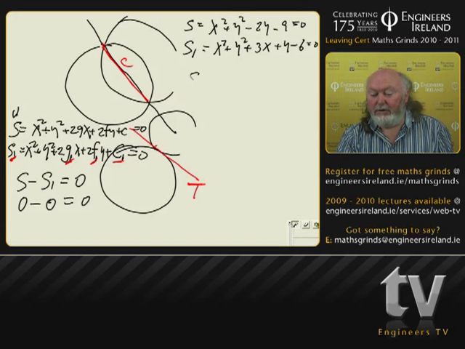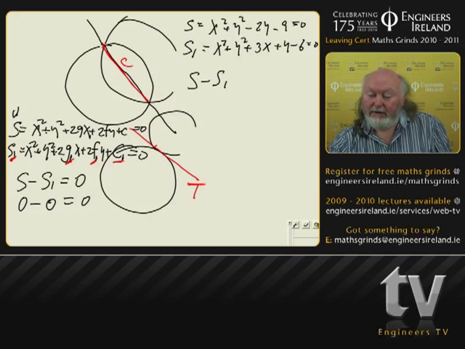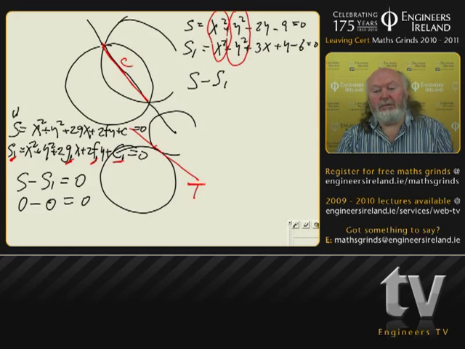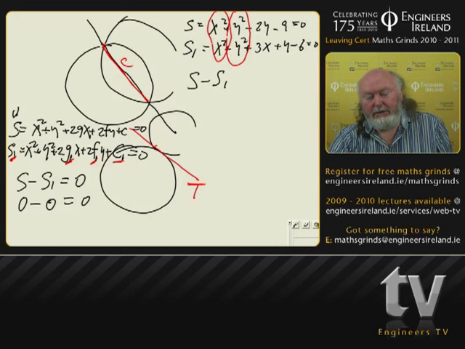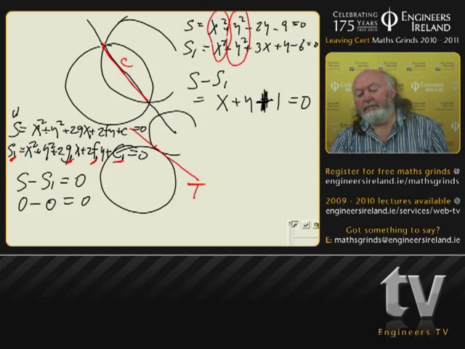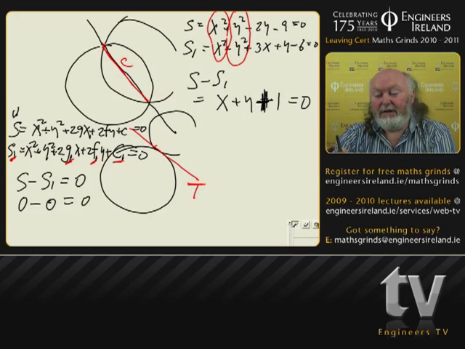Now what we want to do is to go S minus S1. And what we will find, and this is the trick about it, is that the x squareds cancel each other and the y squareds cancel each other. So you're going to be left with an expression which will only have x to the powers of 1 and y's to the powers of 1. And that's a line. So the answer to this turns out to be x plus y plus 1 equal to 0. Because these things cancel.